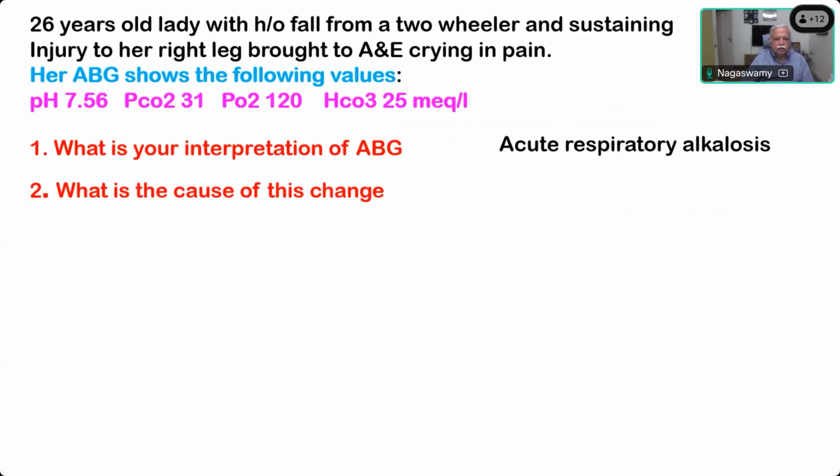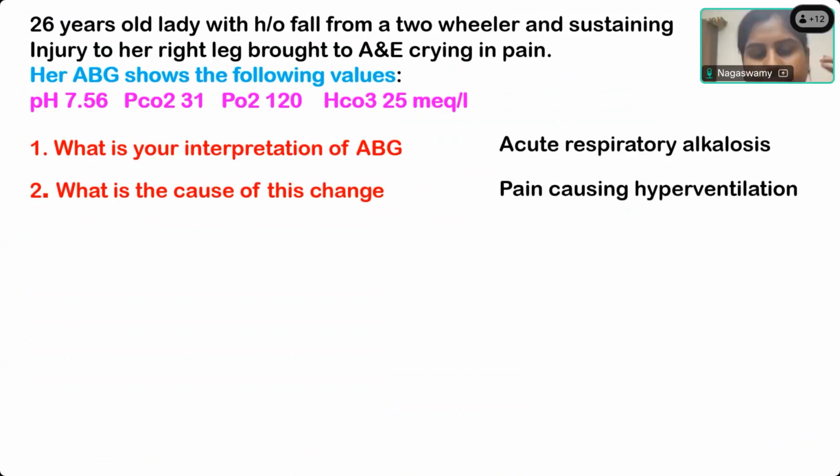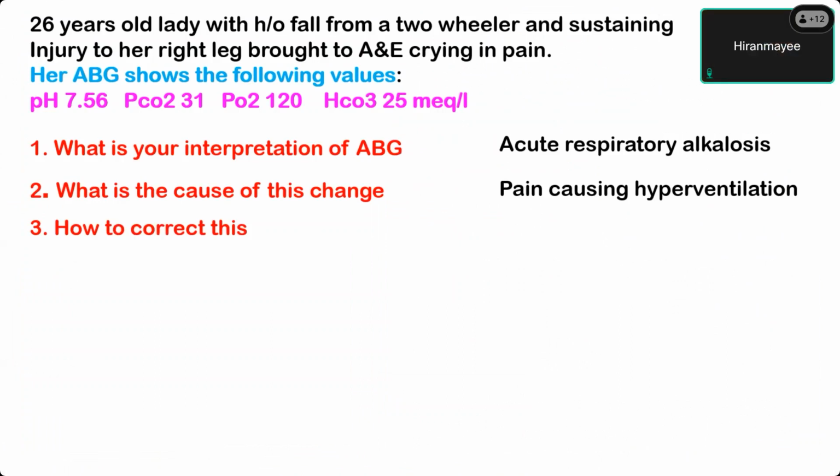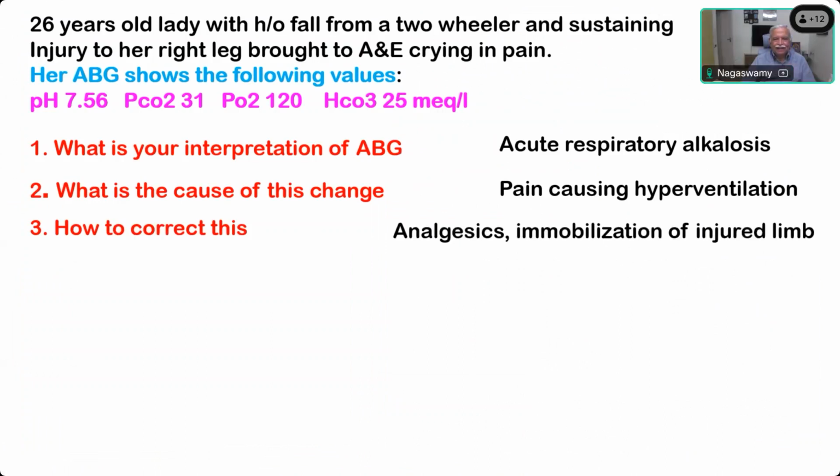What is the cause of this change? Hyperventilation because of patient's pain. How to correct this? Ask the patient to breathe into a breathing bag, sir. We have to control the pain with analgesics and reassure the patient. Analgesics and immobilization of the injured limb. Once the pain comes down, the patient will automatically stop hyperventilating and the blood gas will return to normal. So it is the treatment of the primary cause, the injury and the pain.